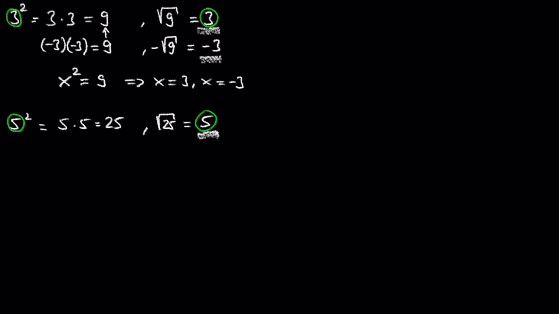What about this example? What is 2 squared? 2 squared is 4, because 2 times 2 is 4. Now, what is the square root of 4? Again, ask yourself which number multiplied by itself is 4. 2 times 2 is 4. So the square root of 4 is 2.